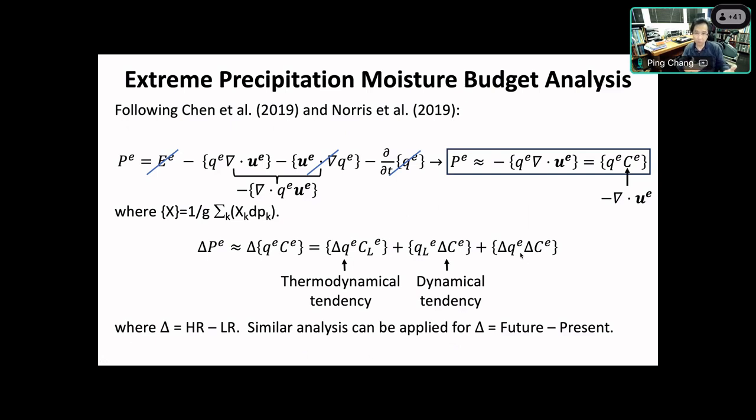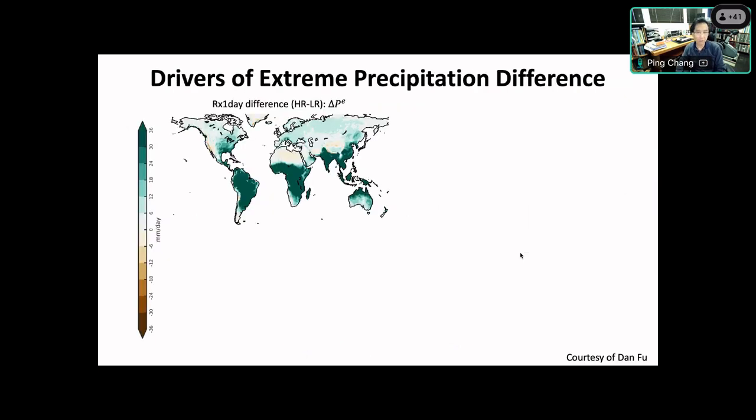Is it really the moisture difference between the high resolution model and the low resolution model, or is it really the local flow convergence, which is giving the extreme precipitation difference? So these are the results we find.